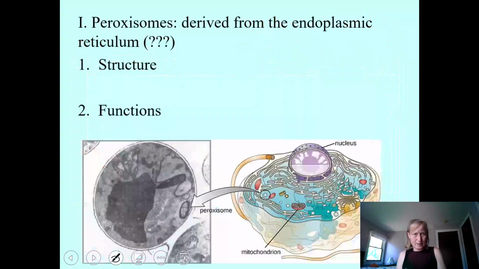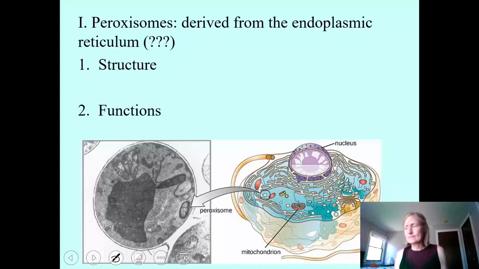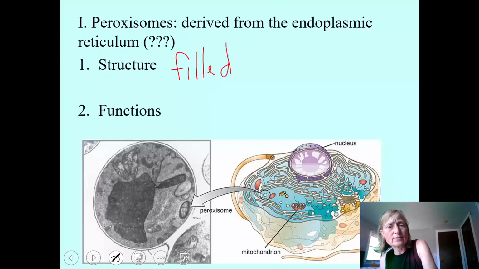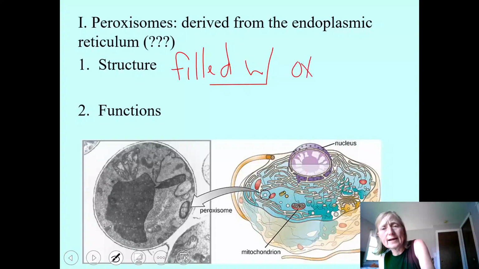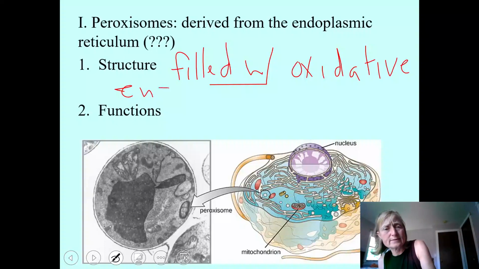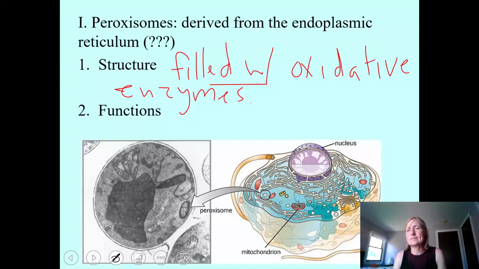And then finally is the peroxisome. One last structure to take a look at. Peroxisomes are tiny membrane-bound structures, about 1 micrometer in size, that are filled with enzymes. They're filled with what are called oxidative enzymes. Oxidative enzymes are enzymes that catalyze oxidation reduction reactions.